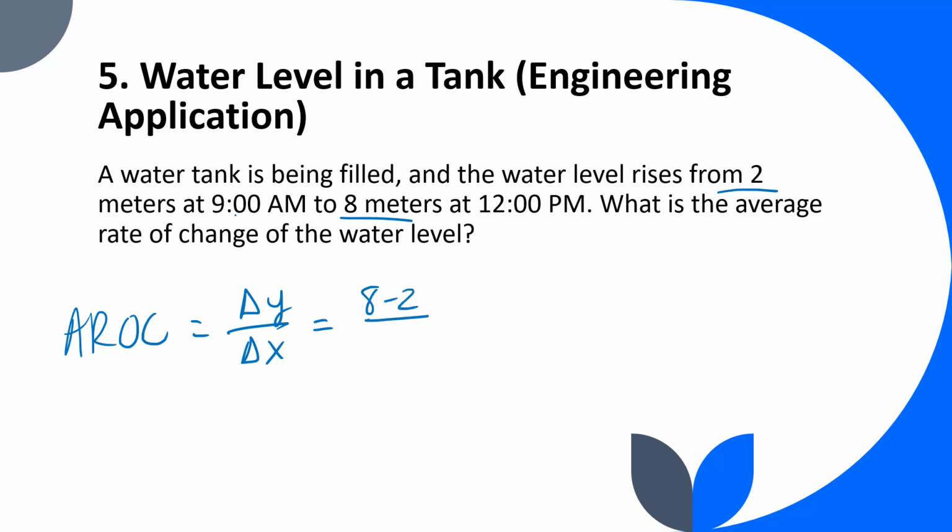Our change in our x is going to be how much time has passed. How much time had passed? 3 hours. 3 hours had passed. 8 minus 2 is 6. 6 divided by 3 is 2. So therefore, this would be 2 meters per hour of change.